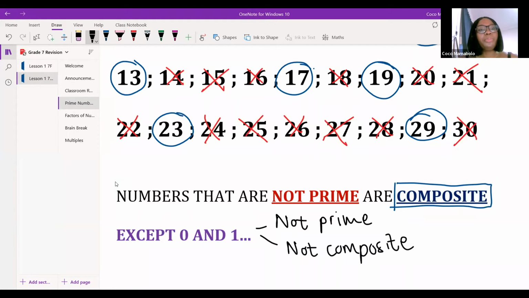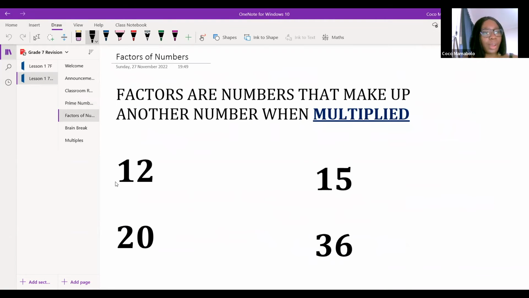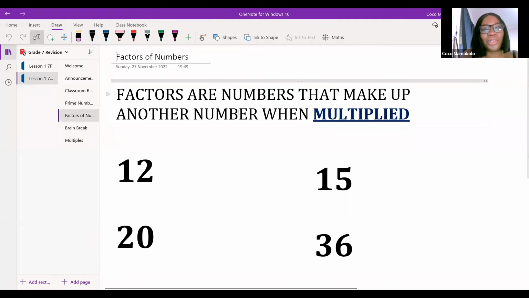All right. So, now we're going to be looking at factors of numbers. Factors of numbers are numbers that make up another number when multiplied. Let me rephrase that. Sorry, it sounds weird now that I've put it together. This is actually a multiple. Factors are numbers that, when multiplied, make up the number. Okay, that sounds a lot better.